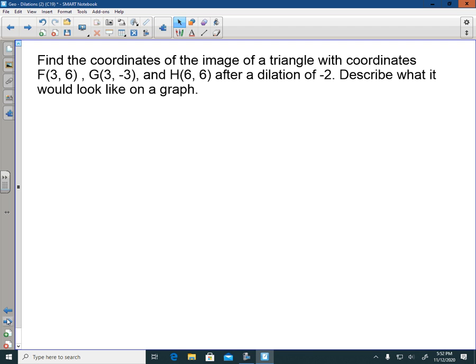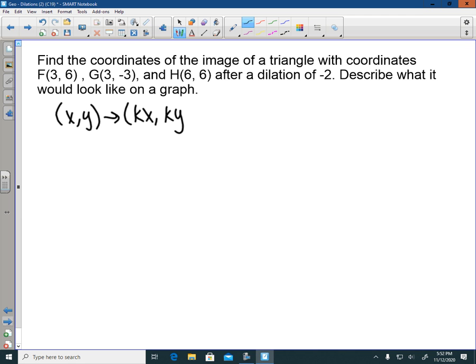So let's find the coordinates of the image of a triangle with coordinates F, G, and H after a dilation of -2. Describe what it would look like on a graph. So we're not going to take the time to graph it, but we are going to describe what it will do. And so let's find those coordinates. Well, we remember that anytime we want to dilate something, we want to use the rule, and the rule is take every point x and y, and then multiply each x and y by that scale factor.